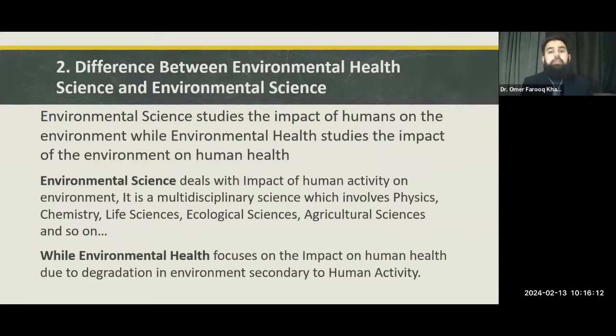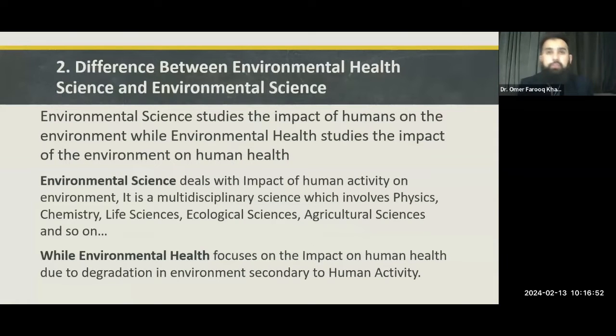Environmental science studies the impact of humans on the environment. Whenever we talk about environmental science, we are studying the impact of humans on the environment, while environmental health studies the impact of environment on human health. So if we are talking about just environmental sciences, we are studying the impact of human activity on their surrounding environments. And when we're talking about environmental health science, then we are coming 180 degrees back. We study the impact of environment on human health.